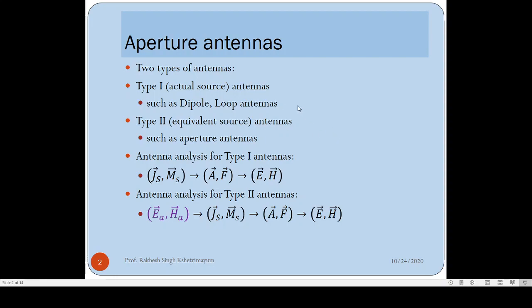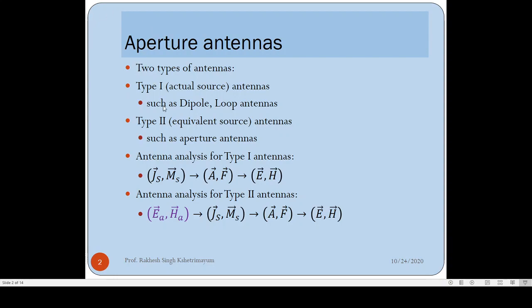So in this class we'll discuss aperture antennas. In the previous classes we have discussed the antennas which are called type 1 antennas. In type 1 antennas we consider the actual source. The antenna is the actual source for the radiation, such as dipole antennas and loop antennas. So the current flowing in the dipole and loop antenna was the source for the radiation. We call those kinds of antennas type 1 antennas.